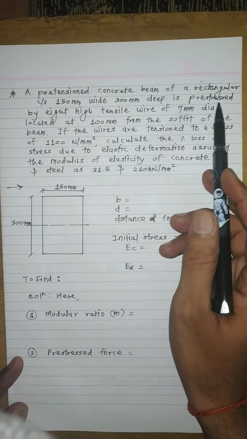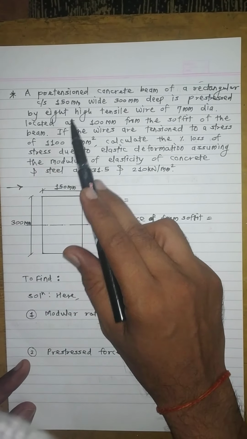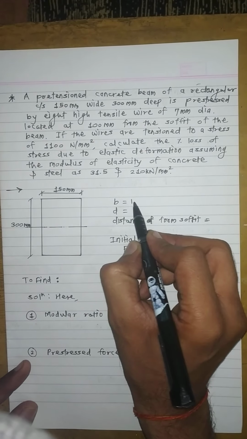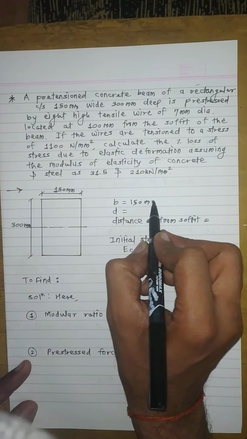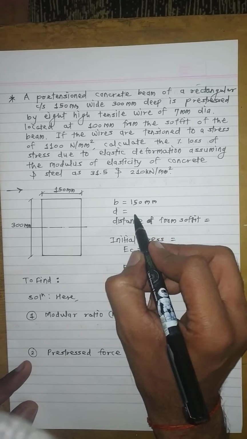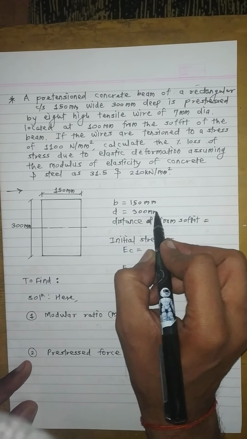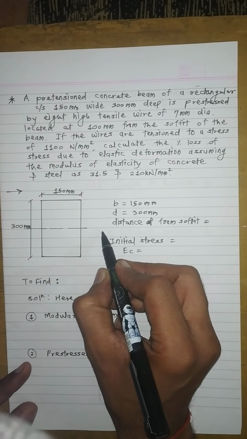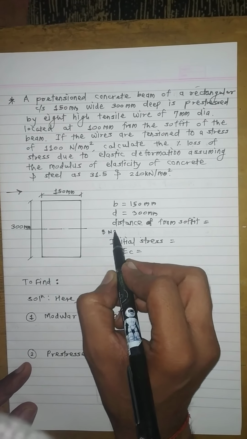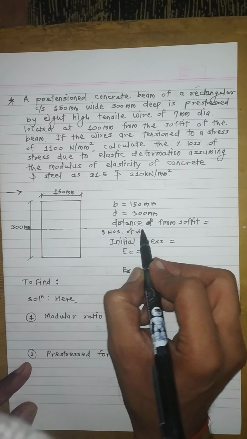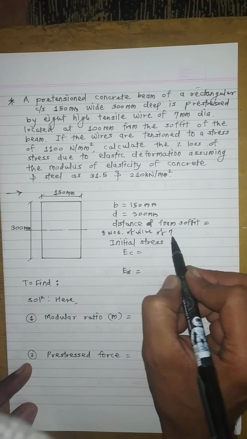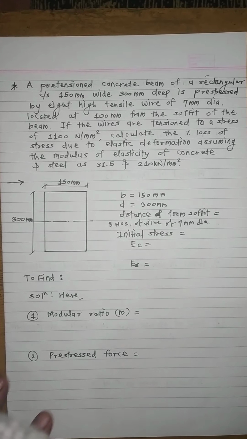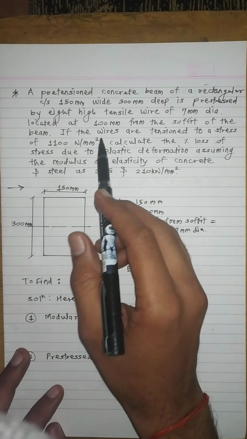So, a pretensioned concrete beam of rectangular cross section, that is width B equal to 150 mm and depth of section equal to 300 mm, is prestressed by 8 numbers of high tensile wire of 7 mm diameter. The distance from the soffit is given, which is 100 mm.